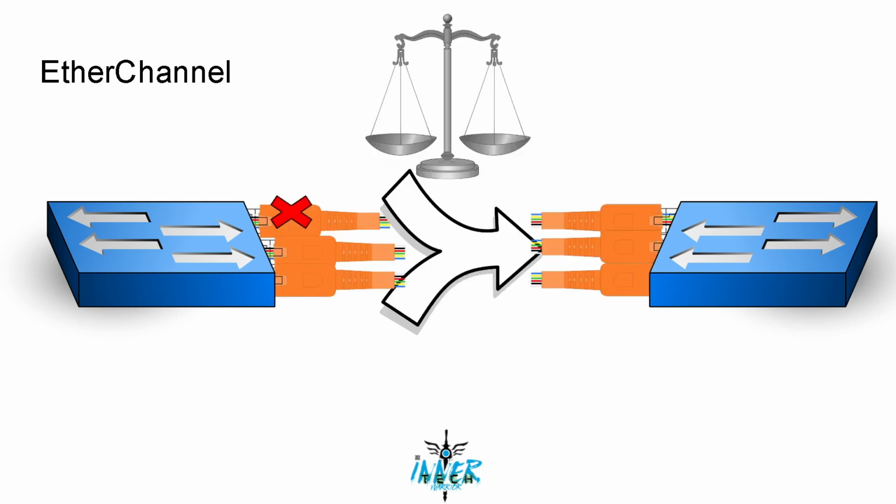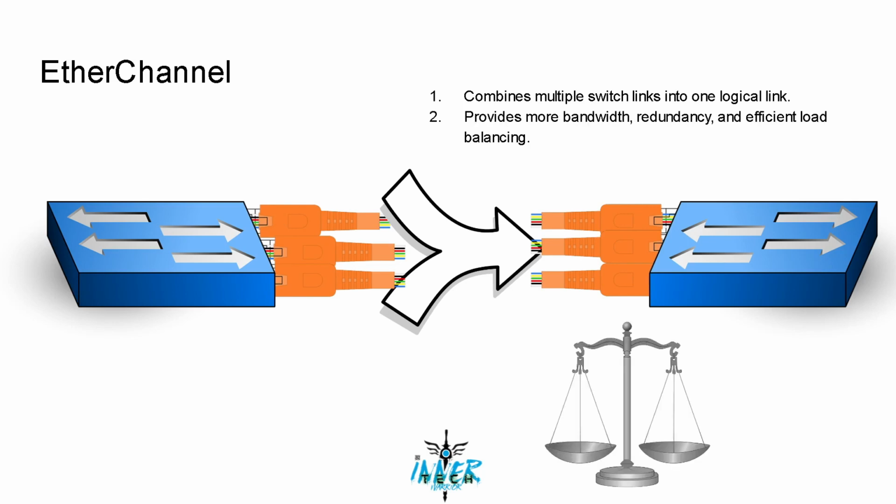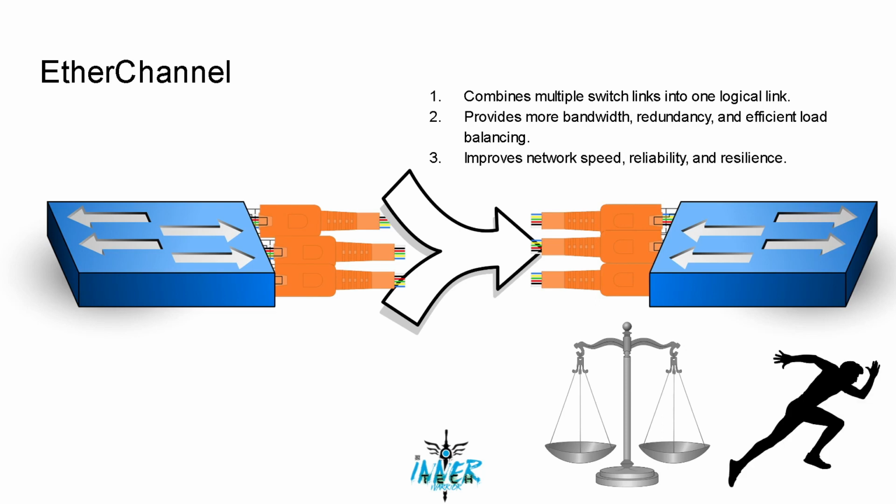So, load balancing distributes network traffic efficiently for optimal usage. It's one of the major benefits of ether channel technology. So, in summary, ether channeling combines multiple switch links into one logical link, provides more bandwidth, redundancy, and efficient load balancing, and improves network speed, reliability, and resilience.